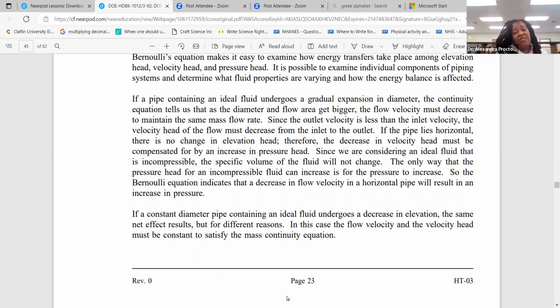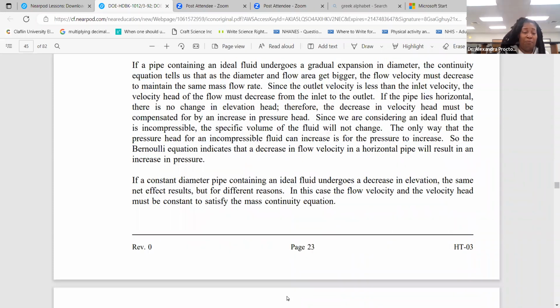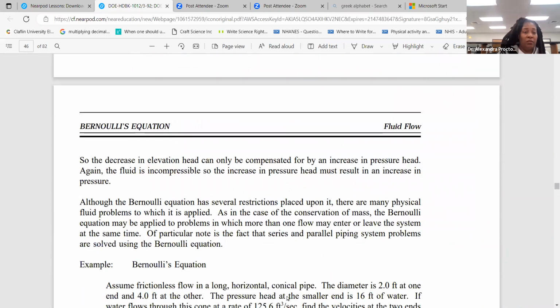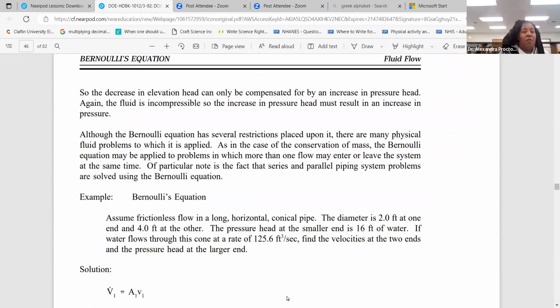In this case, the flow velocity and the velocity head must be constant to satisfy the mass continuity equation. So the decrease in elevation head can only be compensated for by an increase in the pressure head. Again, the fluid is incompressible, so the increase in the pressure head must result in an increase in pressure.